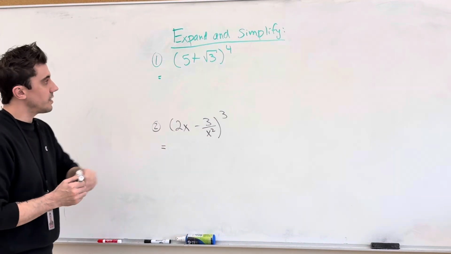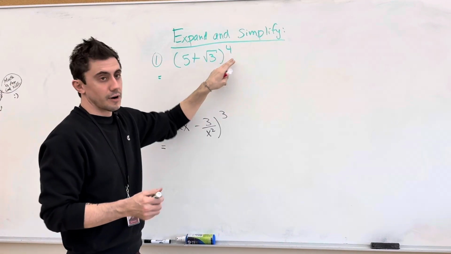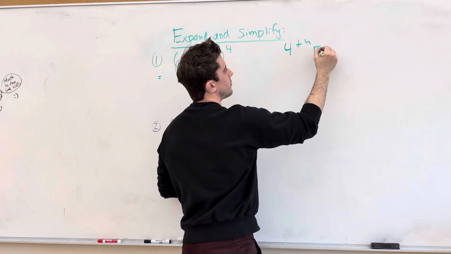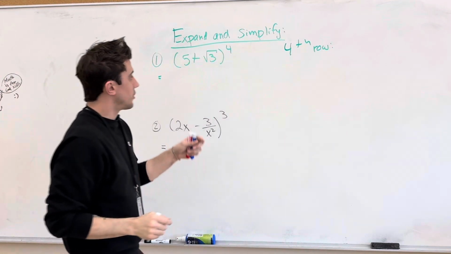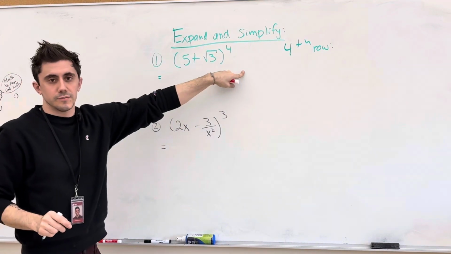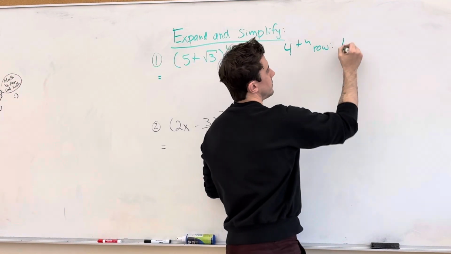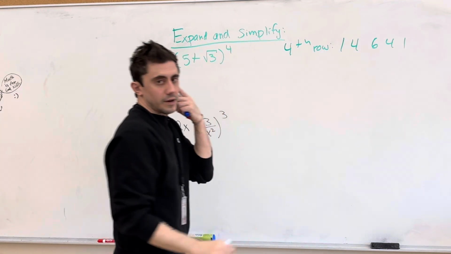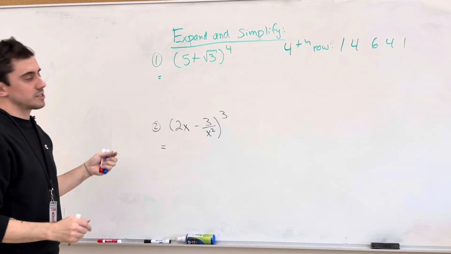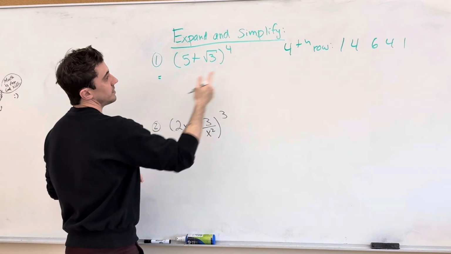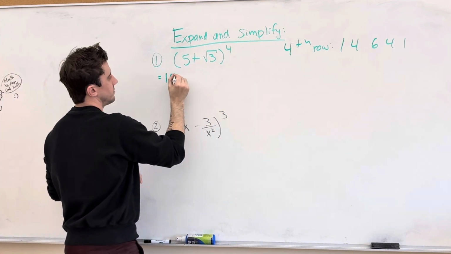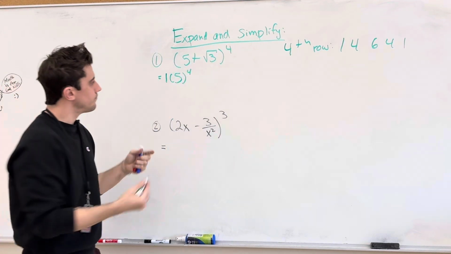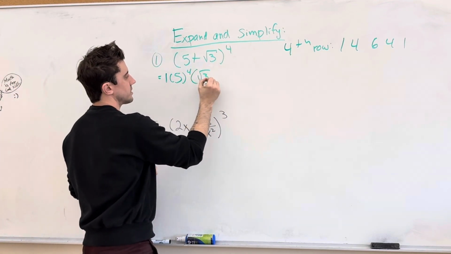And so we know that since this is a binomial raised to the power 4, we can look at the fourth row of Pascal's triangle, and that'll give us the coefficients of our 5 terms. That fourth row has the numbers 1, 4, 6, 4, 1. So we can go ahead and start our expansion. The first term is going to be 1 times 5 to the power of 4 times root 3 to the power of 0. I'll even write that out since it's our first example.